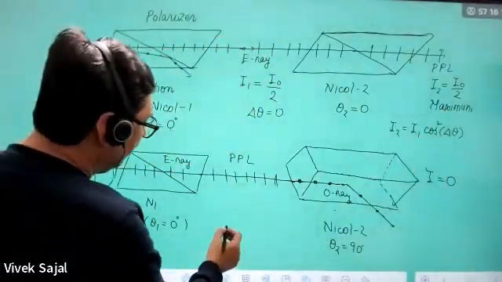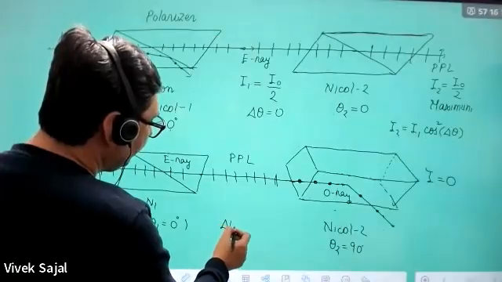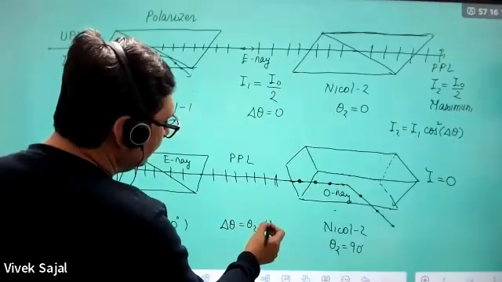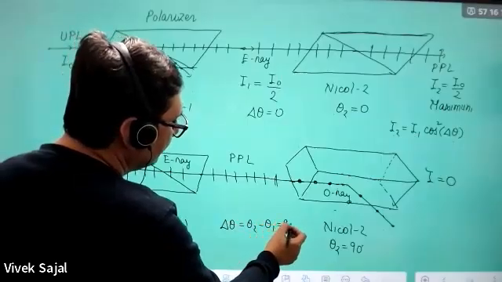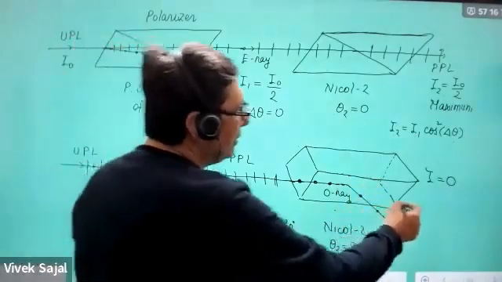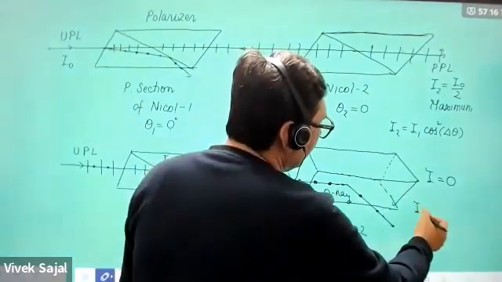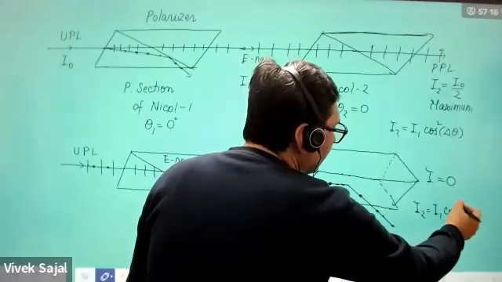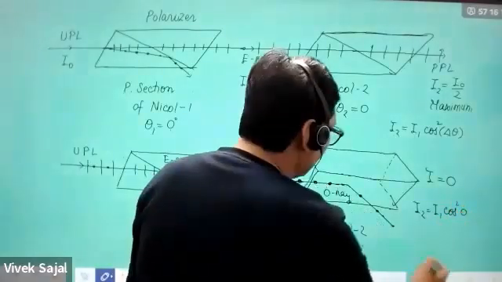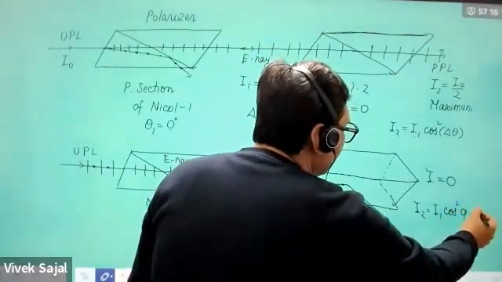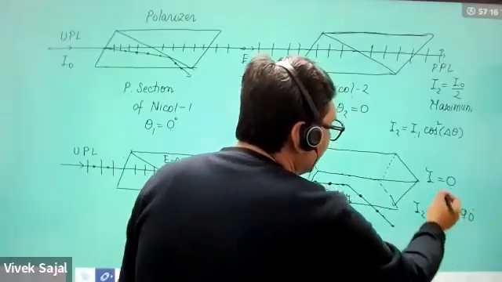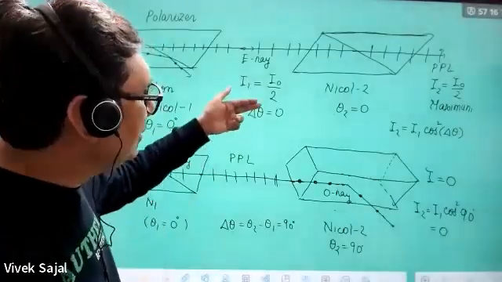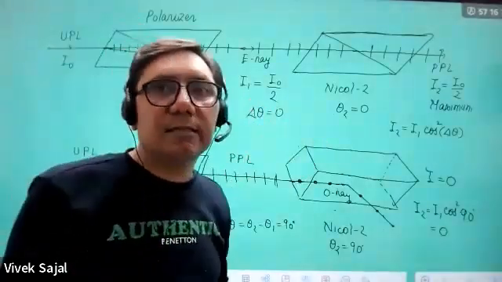Here, if you look at delta theta, that is theta 2 minus theta 1, that is 90 degree. So what will be the intensity here, I2? That will be I1 cos square 90 degree. You are aware that cos square 90 degree is 0, so that's why it is 0. Okay? So here I have shown you the cases for theta equal to 0 and theta equal to 90.